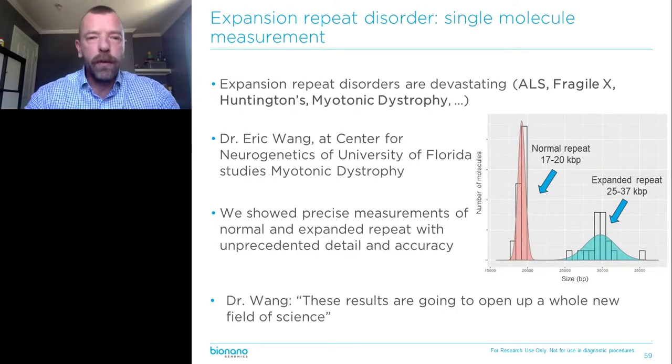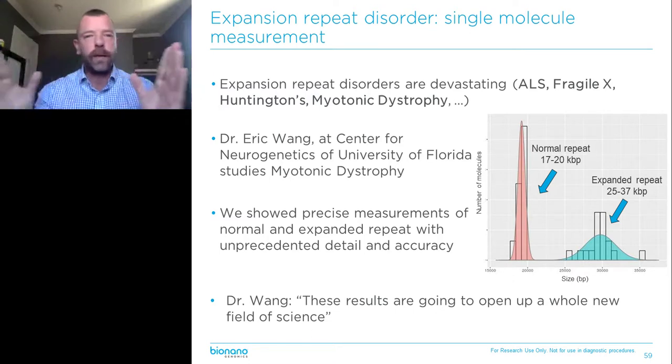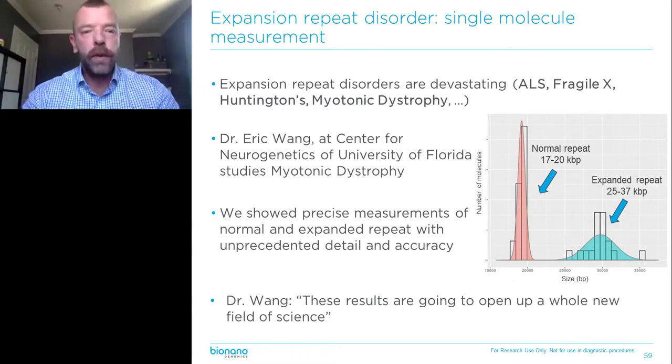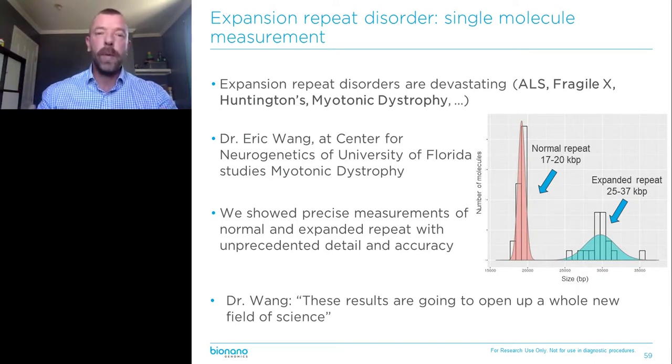Now, most expansion repeat disorders don't have a label per repeat unit like we showed there. In that case, we just measure the flanking labels, and we can size that interval and size that expansion. This was done here with myotonic dystrophy, which is a repeat expansion disorder, just like ALS or Fragile X. And you can see here on the right that the expanded repeat has a much wider distribution because this repeat becomes unstable in the tissue. And so within a single muscle biopsy, you see a whole range of sizes.